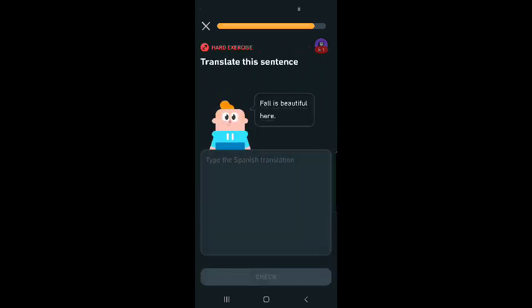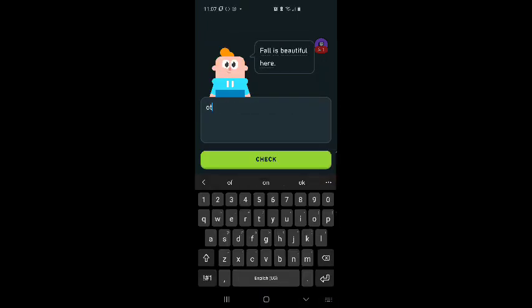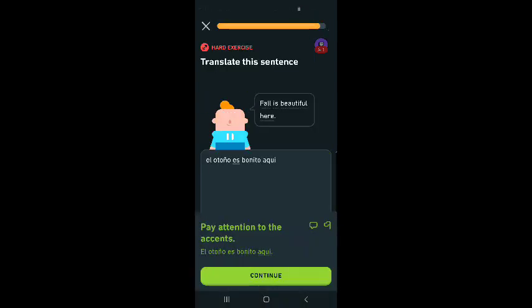Okay. Fall. Otoño. El otoño es bonito aquí. I forgot how to say it. Te amo. Te amo, Olivia. Te amo, Dad. Papa.